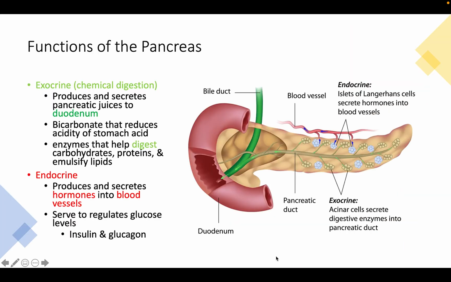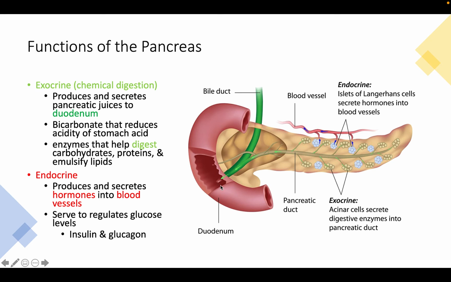So the exocrine functions of the pancreas are related to chemical digestion. This involves producing and secreting pancreatic juices into the duodenum. It joins the common bile duct and then releases its enzymes into the duodenum of the small intestine. Bicarbonate is among those, helping reduce the acidity of the stomach acid. And there are also enzymes that assist in the digestion of carbohydrates, proteins, and lipids.